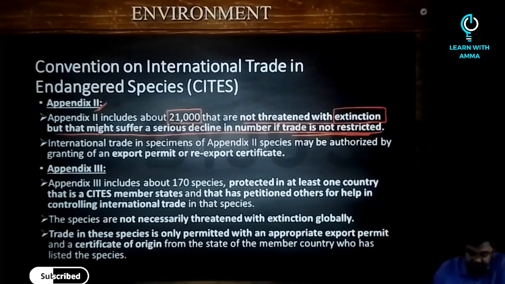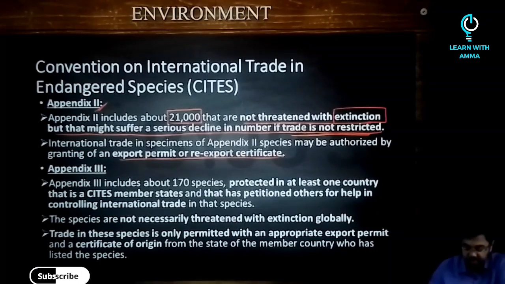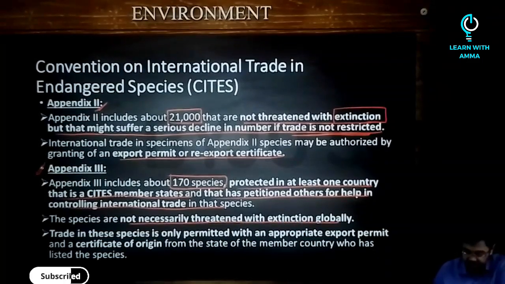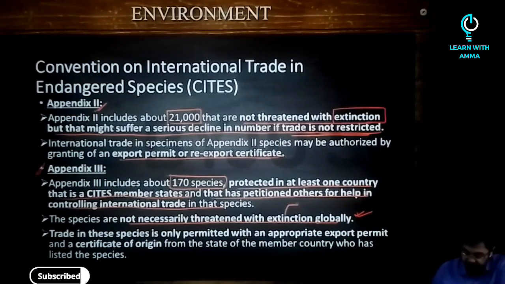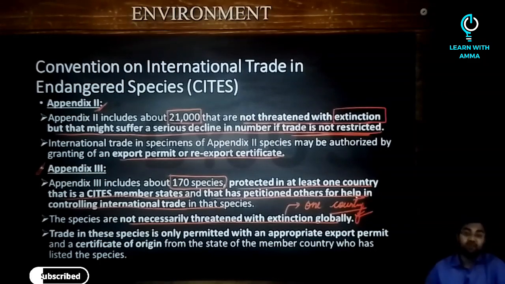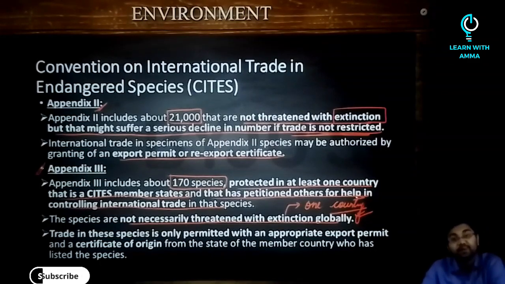The international trade in specimens of Appendix 2 species may be authorized by granting of an export permit or re-export certificate. Then you have Appendix 3 animals or plants, which includes approximately 170 species protected in at least one of the countries that is a CITES members and that has petitioned others for help in controlling the international trade in that species. These species are not necessarily threatened with extinction globally. So it might be the case for one country or maybe a group of countries, but it will not be the case for the entire world. So that's why it would come under Appendix 3.